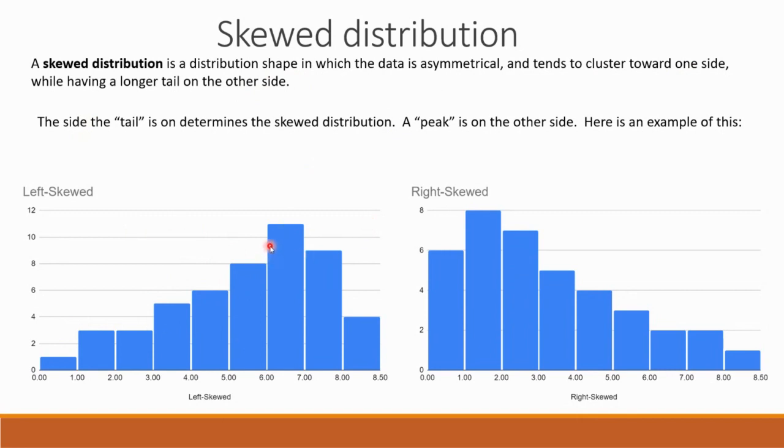Here we have what's called left skewed, where the data tends to cluster on the right, and right skewed, where the data tends to cluster on the left. You actually have what's called a peak, as you can see. Okay? So that's what a skewed distribution is.